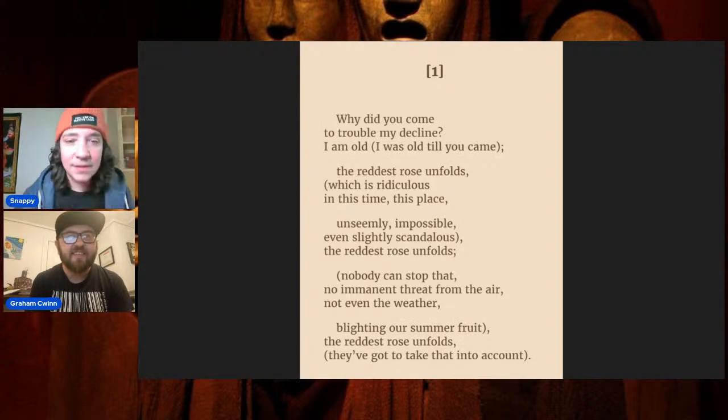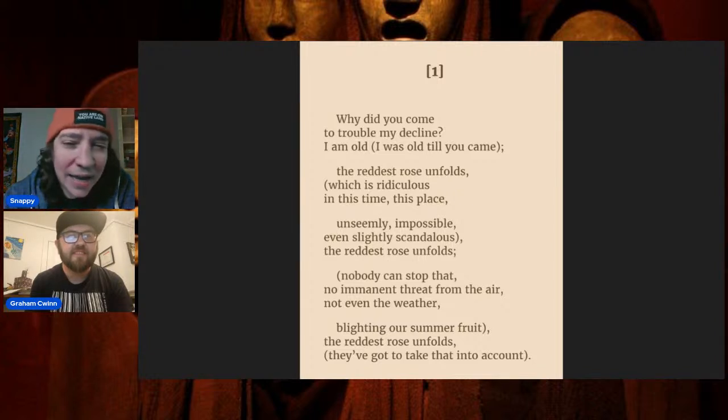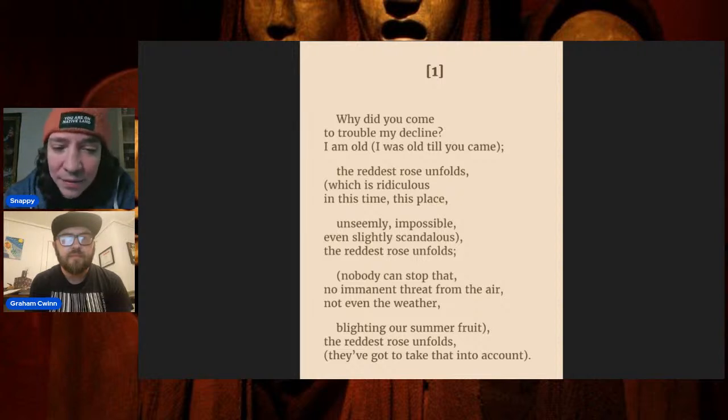Why did you come to trouble my decline? I am old. I was old till you came. The reddest rose unfolds, which is ridiculous in this time, this place. Unseemly, impossible, even slightly scandalous. The reddest rose unfolds. Nobody can stop that. No imminent threat from the air, not even the weather blighting our summer fruit, the reddest rose unfolds. They got to take that into account.